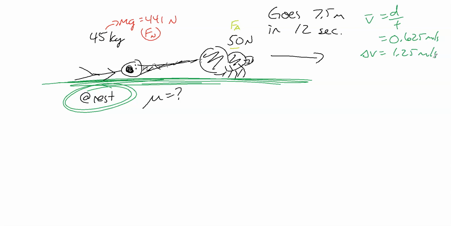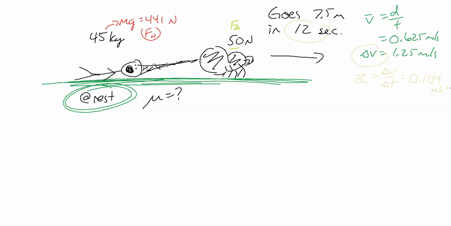Well, again, more basic kinematics. I've got my change in v, and I've got my time, so I can find my acceleration. If I take that 1.25 divided by the 12 seconds, I've got an acceleration of 0.104 meters per second squared. So I've got an acceleration of just over 0.1. All right, that's just kinematics type stuff. And I've got my acceleration, which means now I can connect it to my dynamics type stuff.